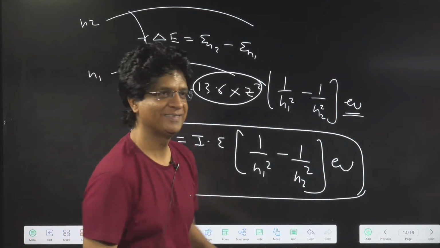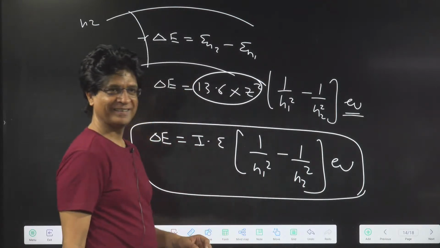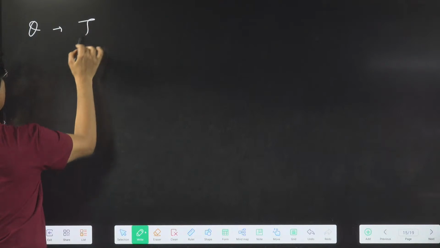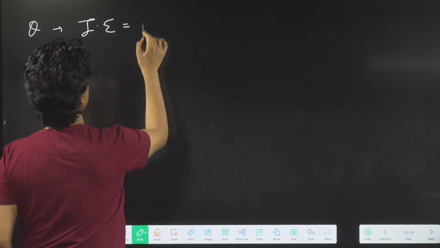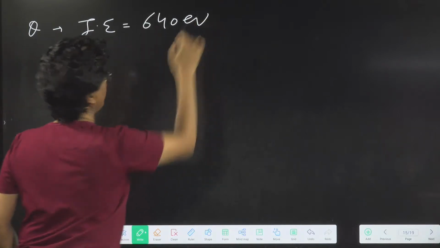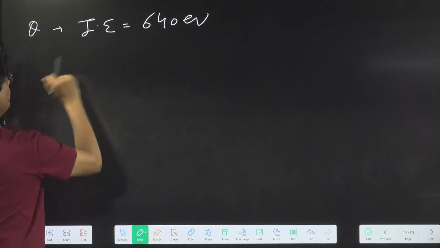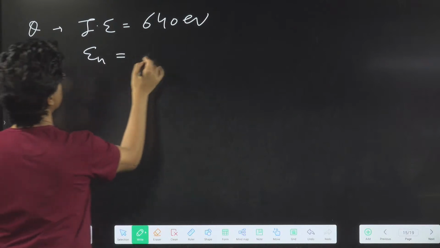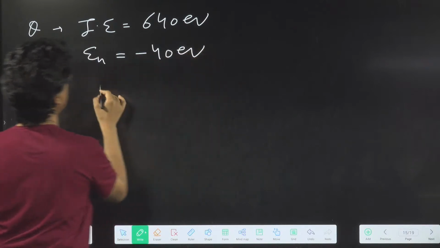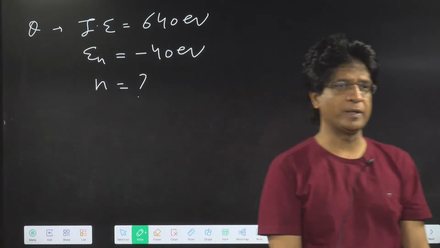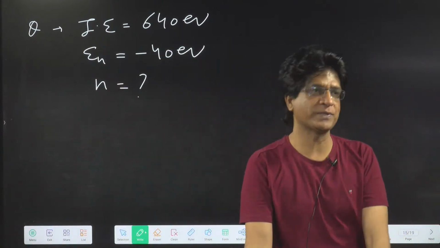Okay, see now. Be very careful. I'm giving you IE is equal to 640 electron volt for a 1 electron species. And I'm also giving you that En is given as minus 40 electron volt. They're saying find N. Find the value of orbit number. Come on, be quick. Fastest, fingers first.